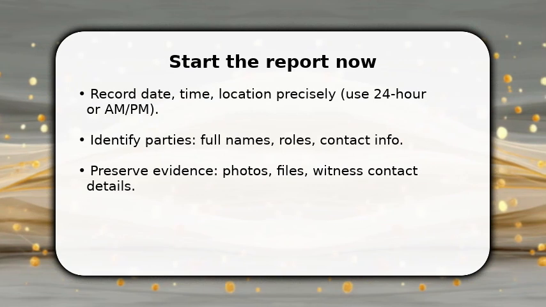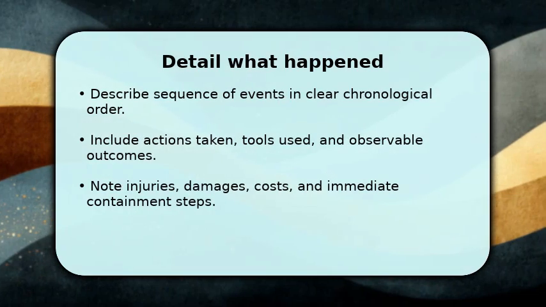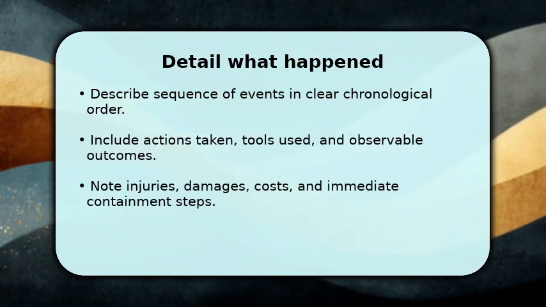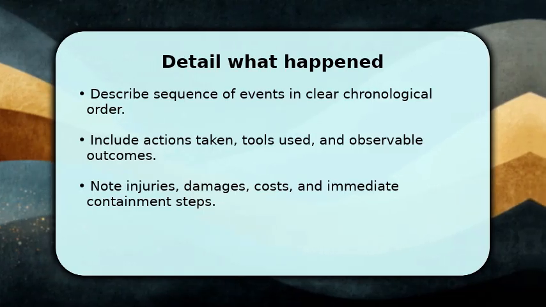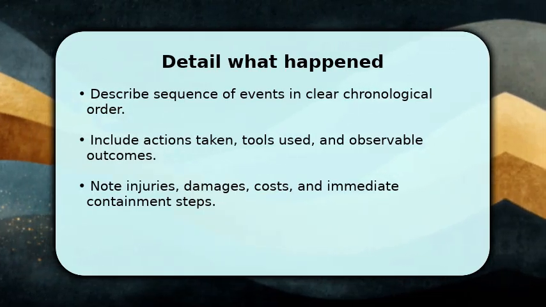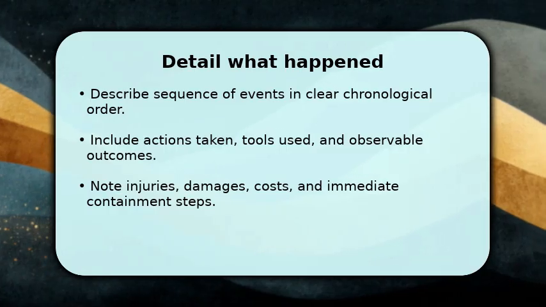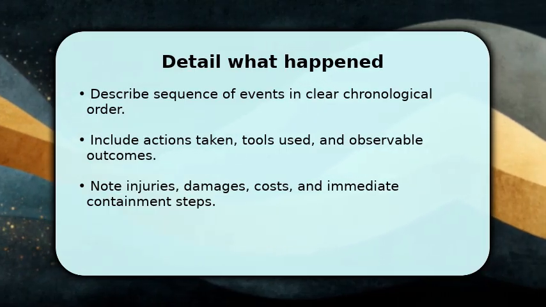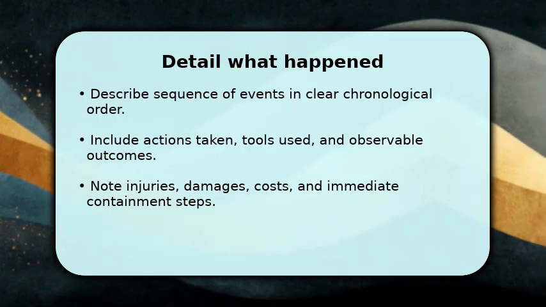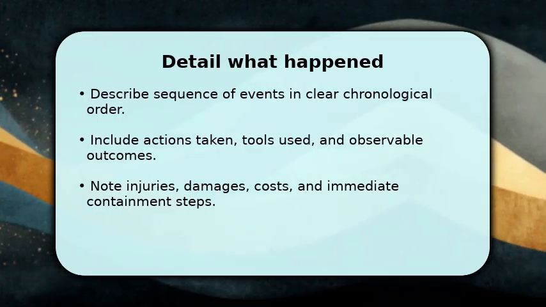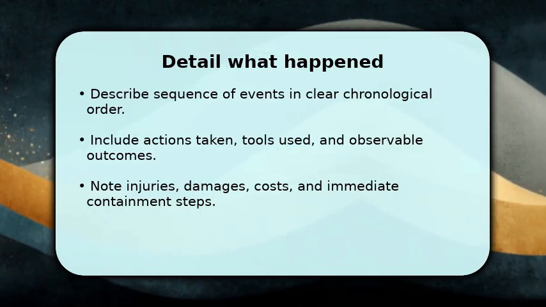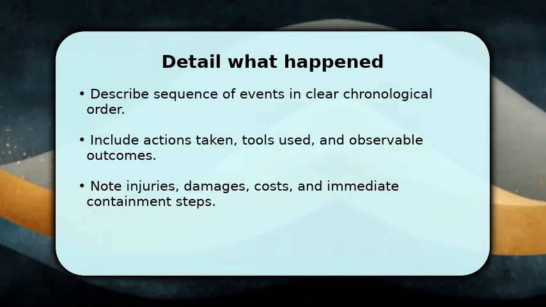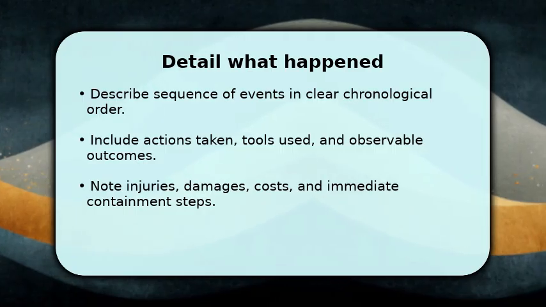You now build the incident narrative. Write events in strict chronological order, starting with the trigger and moving through responses. Explain precisely what you did and what others did, list tools or systems involved, and quantify damage or injury with estimates or dollar amounts where known. Once that section is complete, add timestamps for each action and attach or reference supporting files. This level of detail shows cause and effect and support.